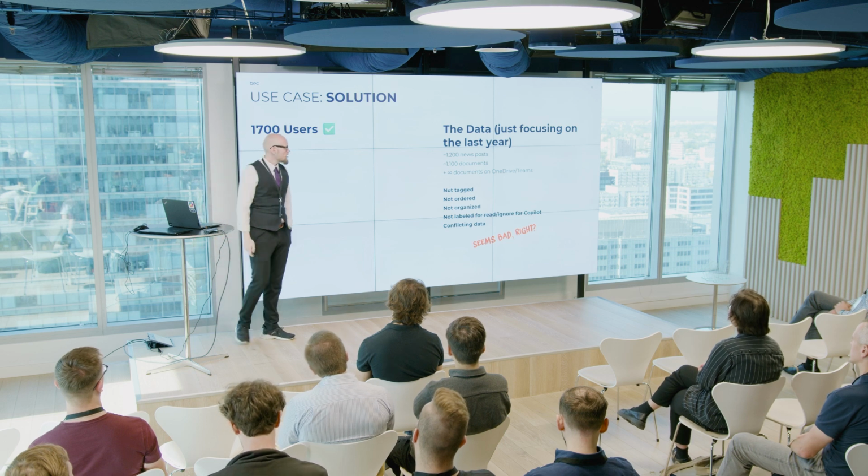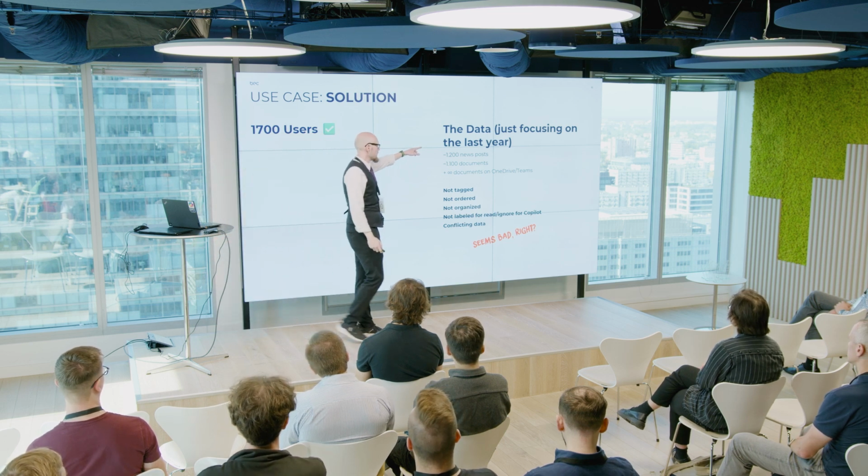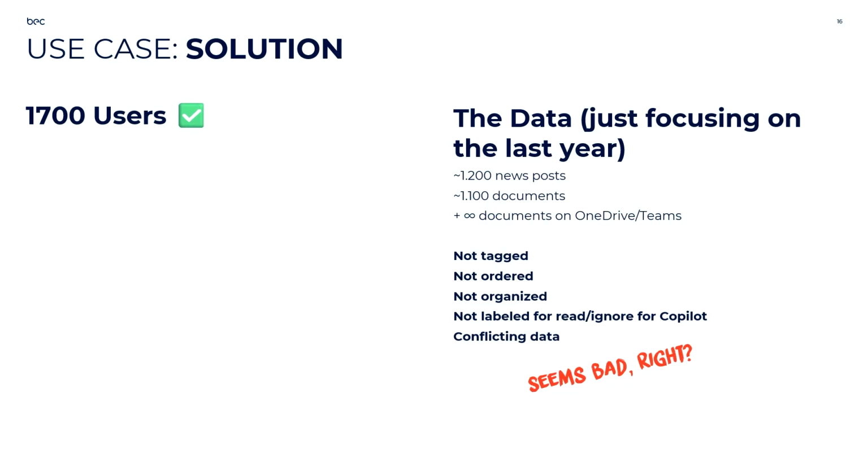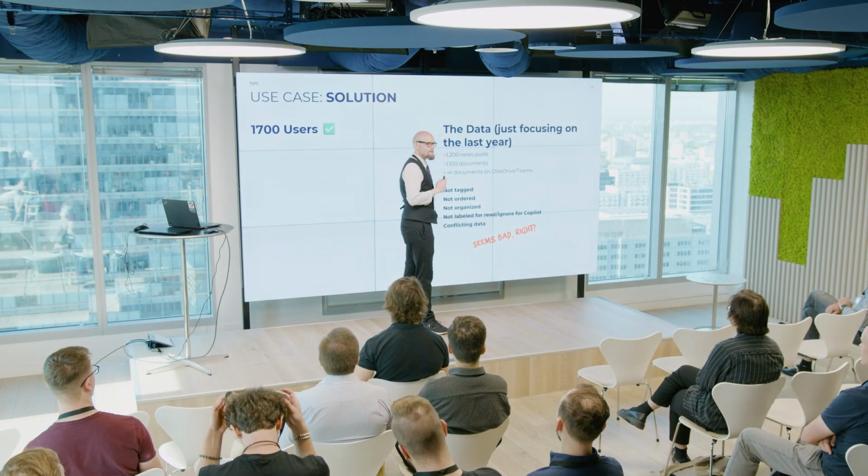So, our data. This is just focusing on data from the last year. We have 1,200 news posts. We have 1,100, I think it is, 1,100 documents, and infinite documents on OneDrive and Teams. And this will make you cringe if you're a data nerd. The data is not tagged, it's not ordered, it's not organized, it's not labeled for read or ignore by Copilot, and it has conflicting data.